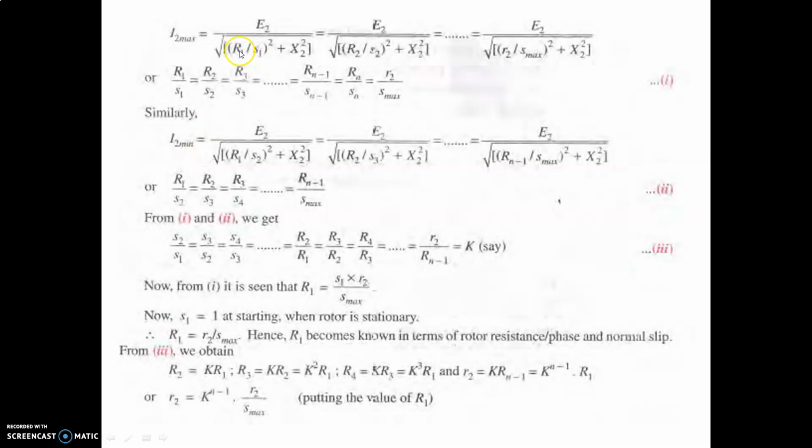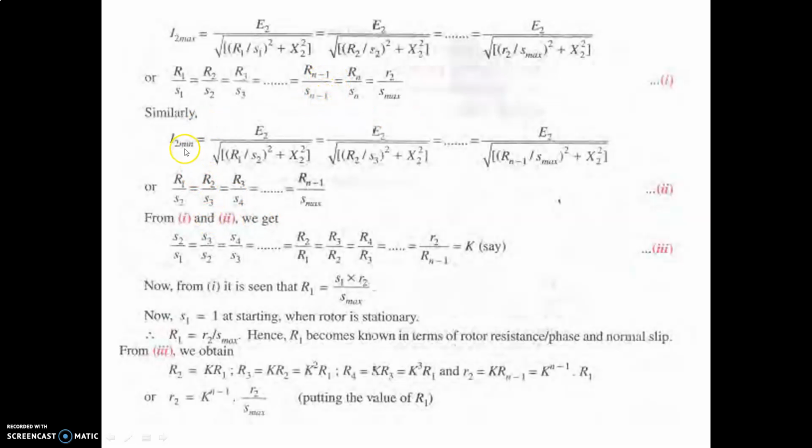In the maximum current equation, these two parameters, voltage and reactance, are going to be constant. So you can simply write it as R1 by S1 equal to R2 by S2 and so on. The final resistance is the rotor resistance R2 and the maximum slip is going to be S max. So from this equation you write R1 by S1, R2 by S2 and so on, and the final value is R2 by S max, the previous value is Rn by Sn, and its previous is Rn minus 1 by Sn minus 1, and so on.